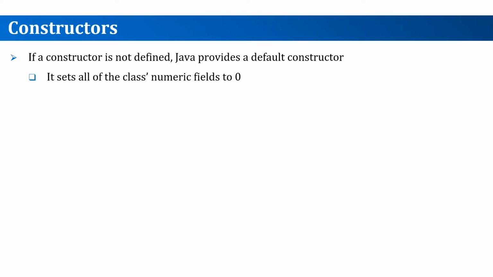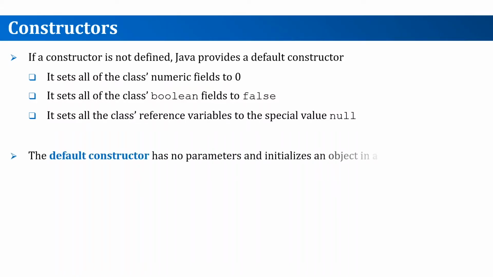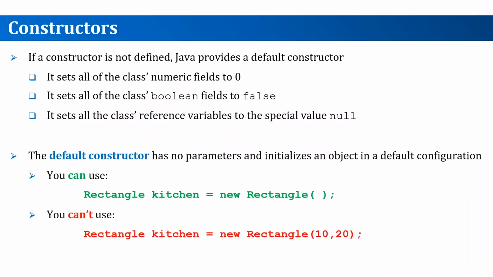It sets all of the numeric fields to 0. This makes perfect sense. That's why every time we create a rectangle instance in the memory, the length and the width fields were set to zeros. If you have a boolean, the default constructor will set it to false by default. If you have a reference variable as a field in your class, which we will discuss in future videos, Java will set it to null. Notice that the default constructor doesn't take parameters, and that's why you can use rectangle with empty parentheses, but you can create a rectangle with a predefined length and width by passing arguments.